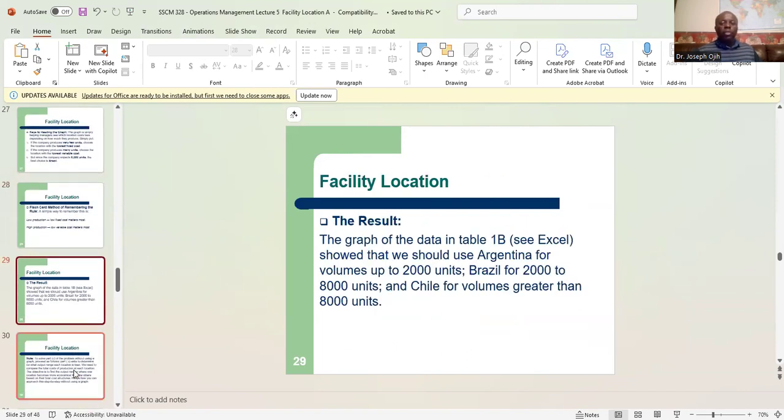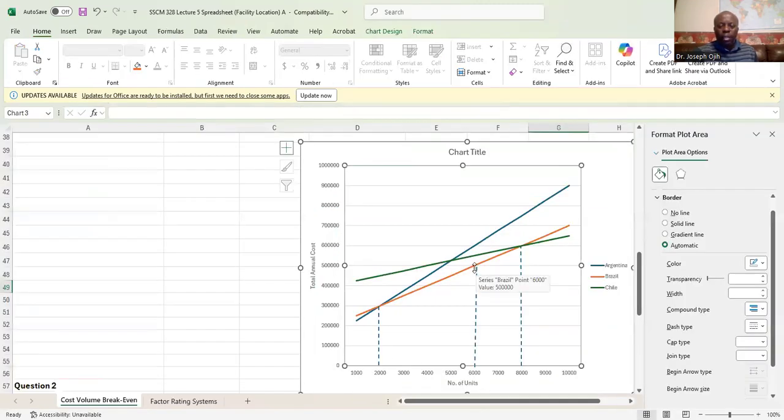Now, the final result, like I explained in the graph, shows that Brazil is best at an output of 2,000 to 6,000. See, at that output, you can see that Brazil had the lowest cost. So at 6,000, Chile is right here, which is higher than Brazil in terms of cost.